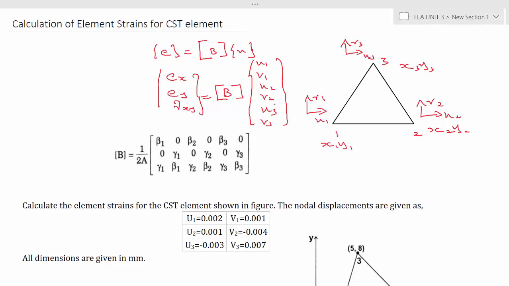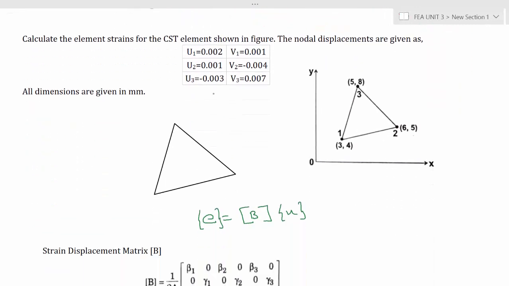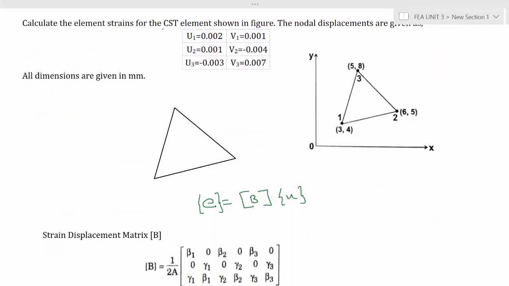So this is the equation for calculating the element strain, and we know that for B matrix the equation is 1 by 2a and the 3 cross 6 matrix. Okay, so here we know the equations for beta and gamma. So this is a simple problem and you can easily calculate the element strain once after calculating the B matrix. So the problem is calculate the element strains for the CST element shown in figure. The nodal displacements are given by, so in the problem they will specify the nodal displacements, that is U1, V1, U2, V2, U3, V3, they have specified it and all the dimensions are given in mm.